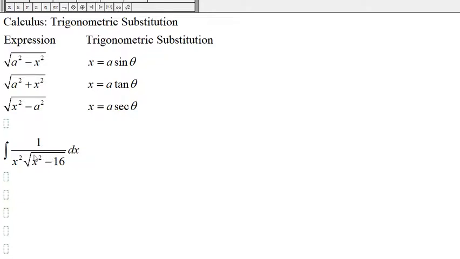Here we have the integral of 1 over x squared times the square root of x squared minus 16. And since we have the expression square root of x squared minus, think of this as a squared, x squared minus a squared. So we will let x be a secant theta.